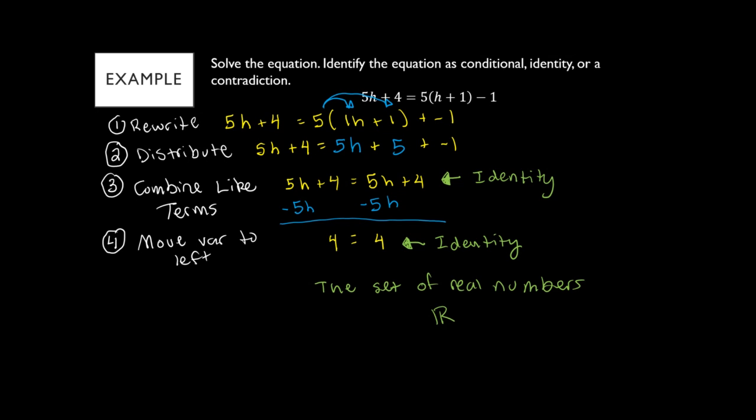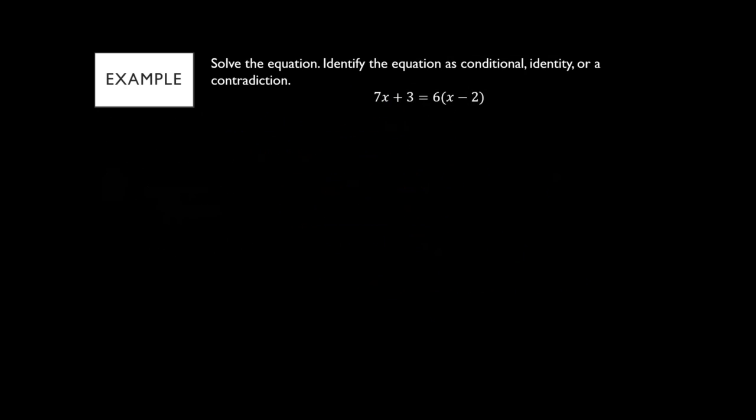So you guys were both correctly able to identify that this was an identity equation. So let's take a look at this one. We've got 7x plus 3 equals 6 times x minus 2. So you may have already guessed, we've seen a contradiction, we've seen an identity. So just by eliminating your options, this is probably going to be conditional.